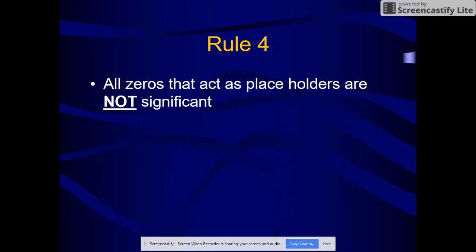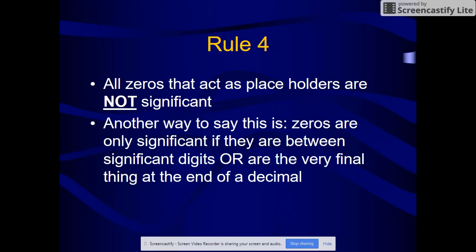Okay, rule 4. All zeros that act as placeholders are not significant. Another way to say this is zeros are only significant if they're between the significant digits, or they're the very final thing at the end of a decimal. So they're at the end of a decimal, or they're between significant digits, they're important. Otherwise, they are not significant.